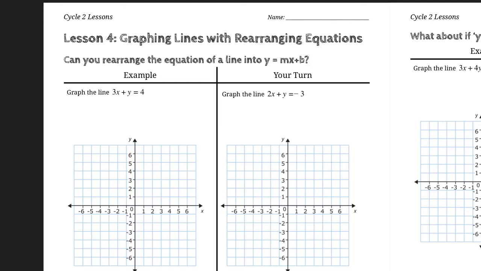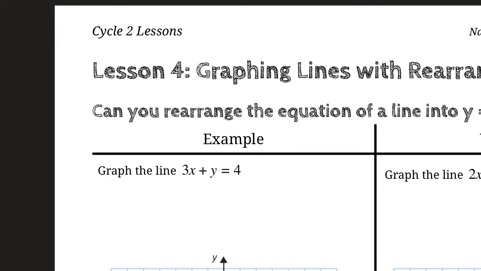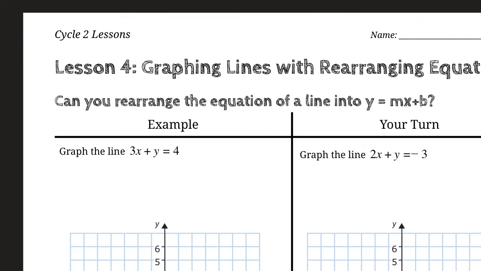By now we should know how to graph an equation of a line when it's in slope-intercept form, or y equals mx plus b. But what happens if we're given an equation of a line that is not in y equals mx plus b? For example, this is an equation of a line, 3x plus y equals 4. But it doesn't look like this, right? It doesn't look like that.